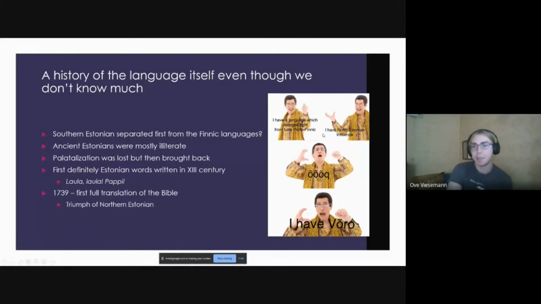And here's a little meme about how Southern Estonian separated. So I have a language which diverged right from late Proto-Finnic. I have North Estonian influence. I have Võro. The Q in Võro orthography marks glottal stop.